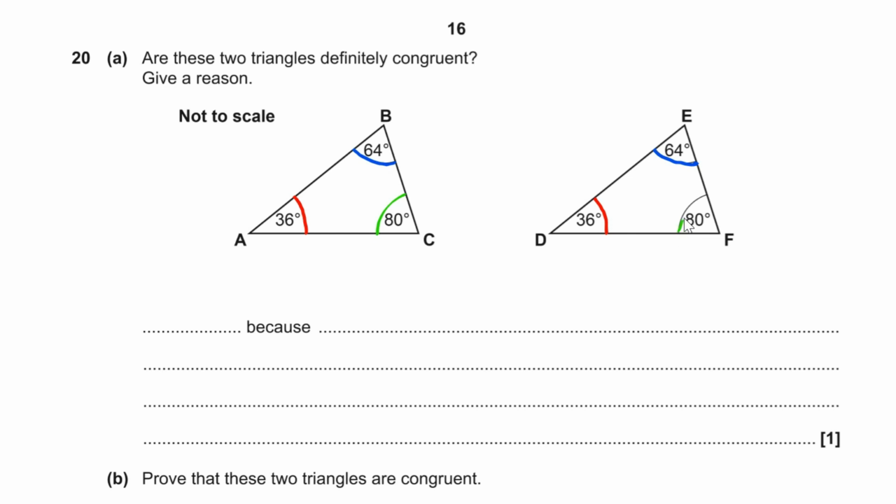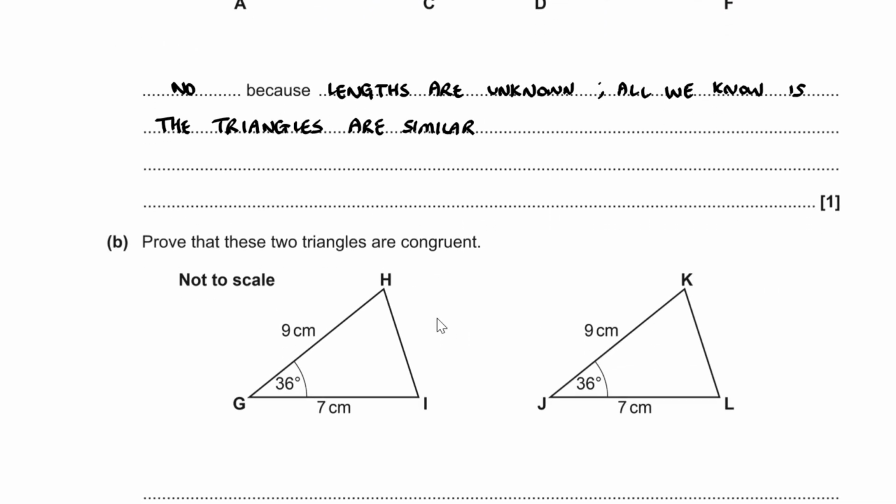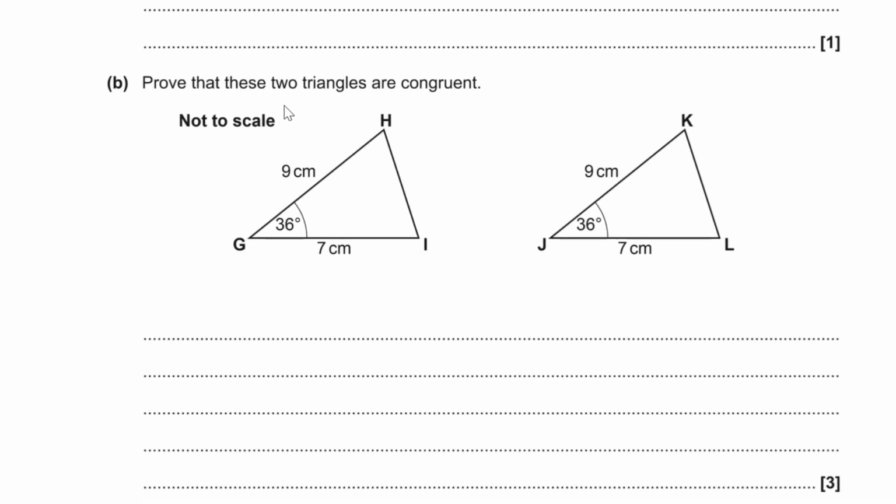although over here we've got the corresponding angles being the same, the problem is we don't know the lengths, so we can't conclude that they are similar. Rather, we can't conclude that they're congruent. We can conclude that they're similar, but we can't conclude that they're congruent. So no, because the lengths are unknown, all we know is that the triangles are similar. And now for part B, we have to prove that these two triangles are congruent.